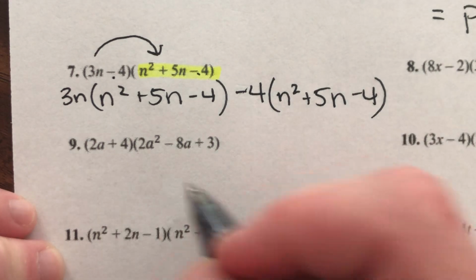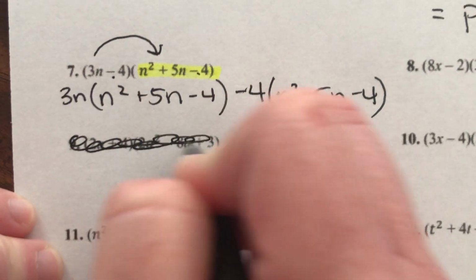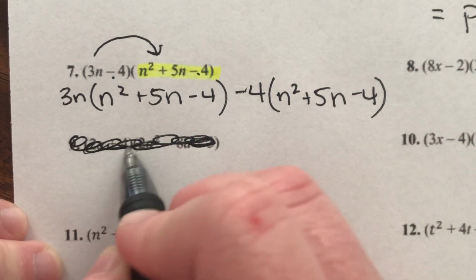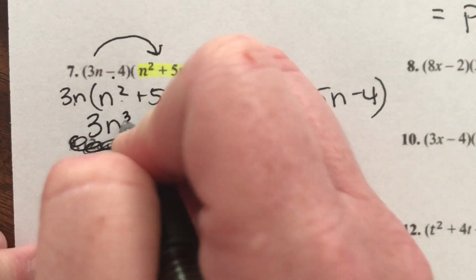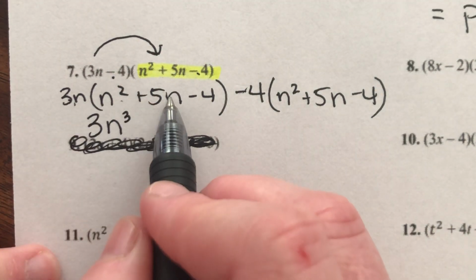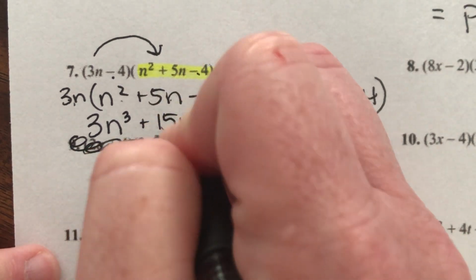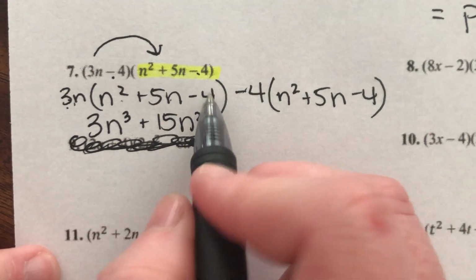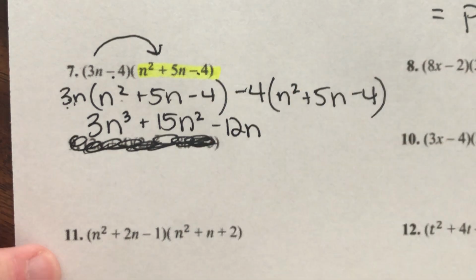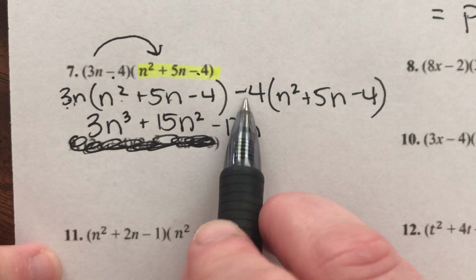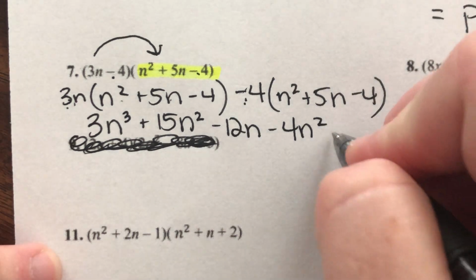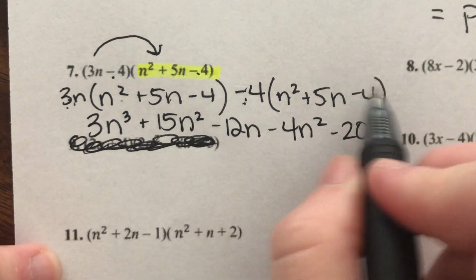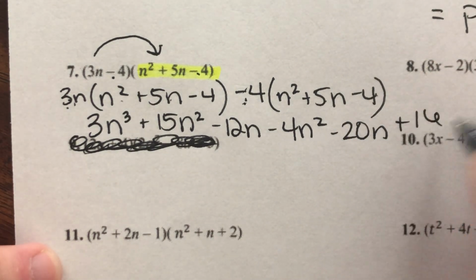Okay, so now I can combine like terms. I like having this extra space down here. I just wish this wasn't in the way. 3n times n squared is 3n to the third. 3n times 5n is 15n squared. 3n times negative 4 is negative 12n. Then I've got negative 4 times n squared. Negative 4 times 5n. Negative 4 times negative 4. I ran out of room there.